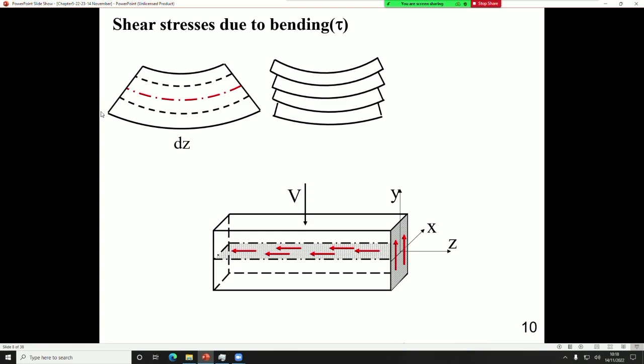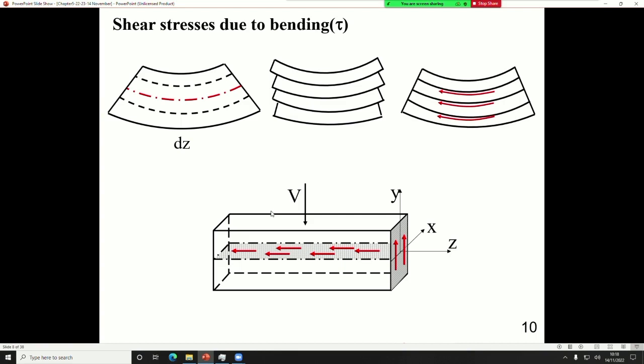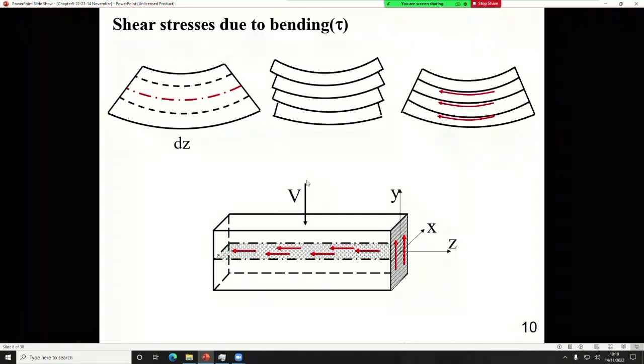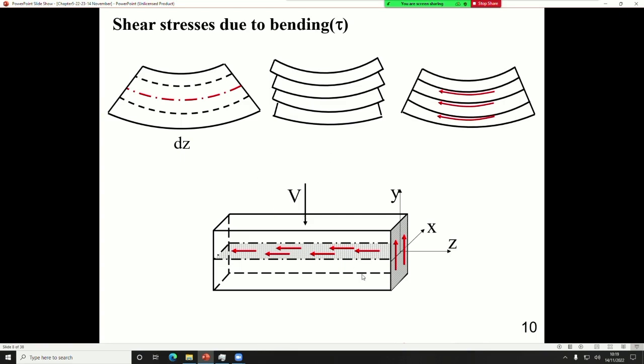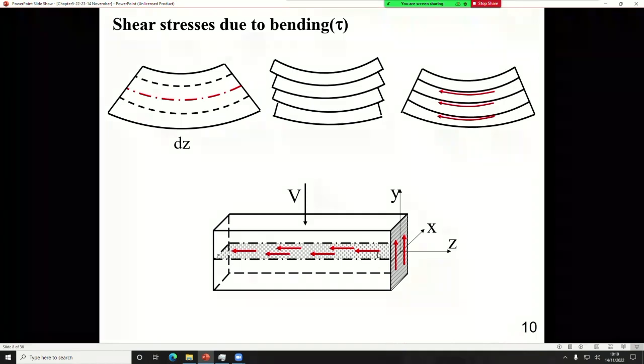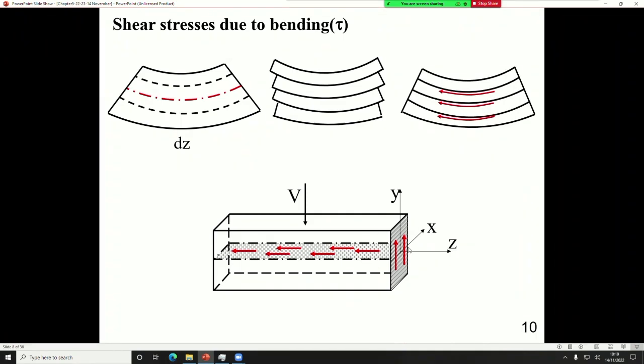Because the two ends are restrained, are fixed, if I apply a shear force at the top, there will be shear stresses among these layers. So that's why when I apply a shear force on a beam, the beam experiences shear stress not only on the cross-section, but also in the longitudinal direction, based on what you see on the top.